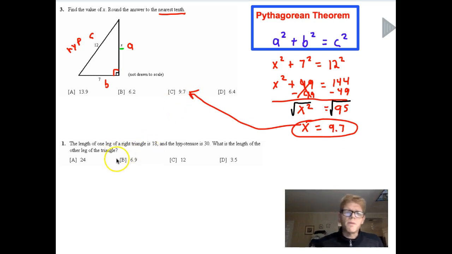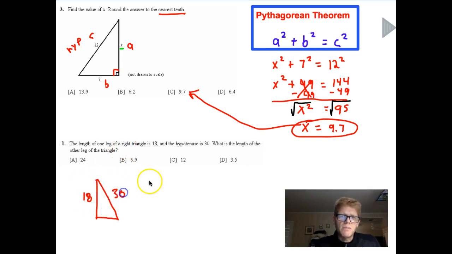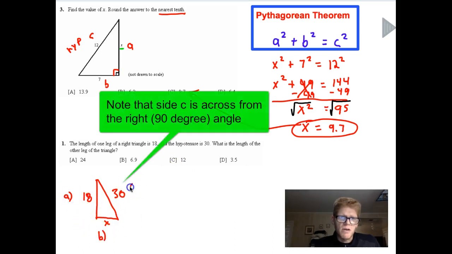Let's do one more. The length of one leg of a right triangle. So we can draw a right triangle here. I'll just freehand that. I'm not an excellent artist, but we can do it. The length of one leg of a right triangle is 18, and the hypotenuse is 30. What is the length of the other leg of the triangle? Once again, we're going to use a squared plus b squared is equal to c squared. We have a here, b down here, and c over here. So let's try it out.